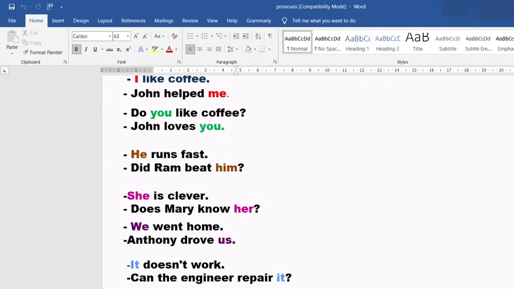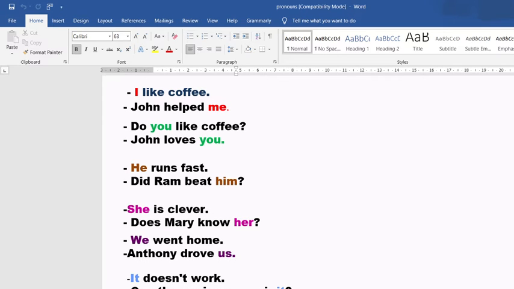The examples. I like coffee. John helped me. Here I is written as the subject. Here me is placed in the object place of the verb of the sentence, and hence the pronoun is also used in its objective form. Now comes, do you like coffee? Here you is used as a subject. In case of the next line, John loves you, here you also is used as an object, which is also placed at the object place of a sentence.